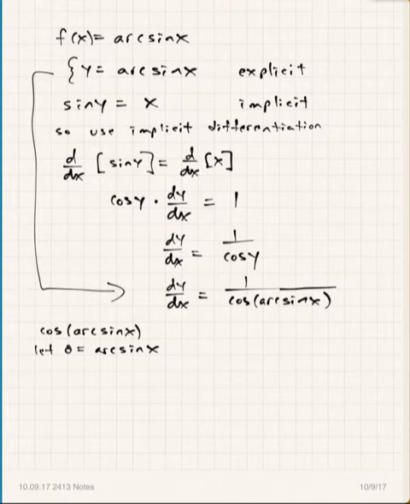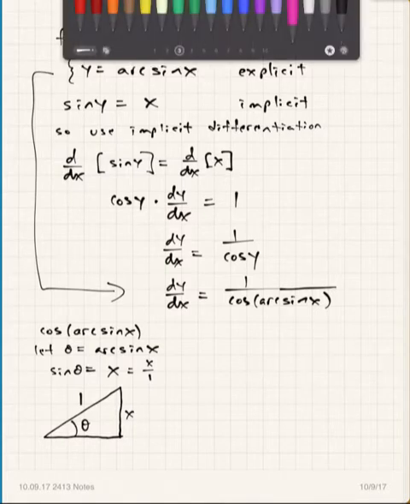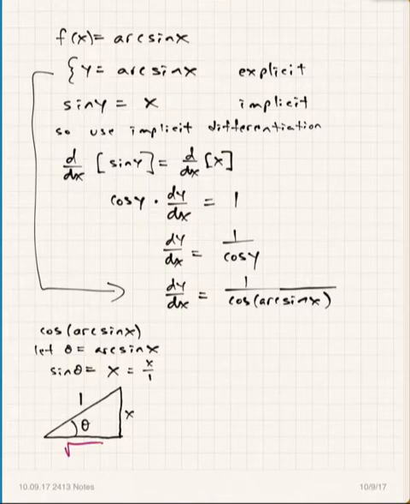So if theta is arc sine x, then sine of theta would be equal to x. And then using a little right triangle here to picture that statement, in other words, using right triangle trigonometry, if that's the angle theta right there, we know that the sine of theta is opposite over hypotenuse, and so that would be x and 1 for my opposite side and my hypotenuse side. And then using the Pythagorean theorem, you would get the other side of that triangle to be the square root of 1 minus x squared.